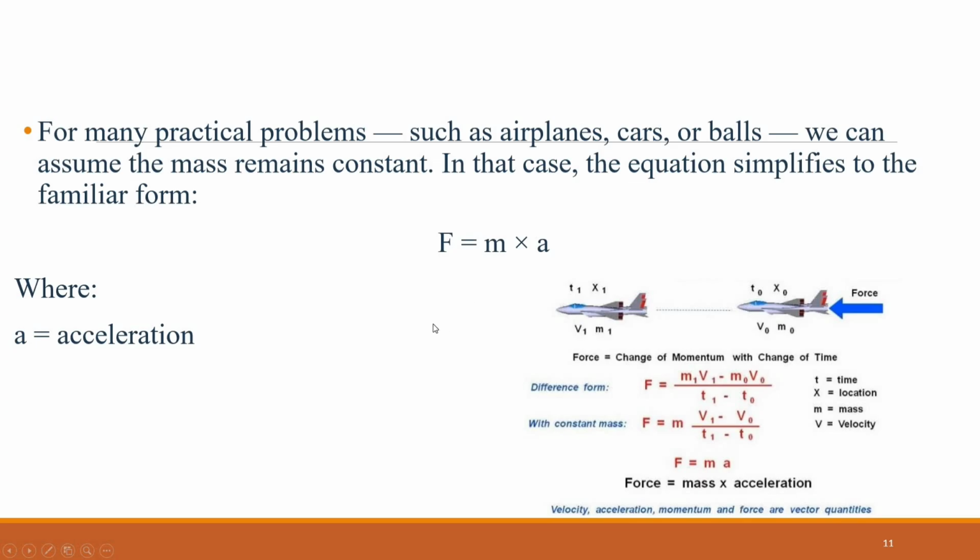This tells us that a larger force causes a larger acceleration. Heavier objects accelerate less than lighter ones if the same force is applied. If no force acts, acceleration is zero and the object continues at constant velocity. Because force, velocity, acceleration, and momentum all have both magnitude and direction, they are vector quantities. This means the law applies in 3 dimensions simultaneously: up, down, left, right, forward, backward.